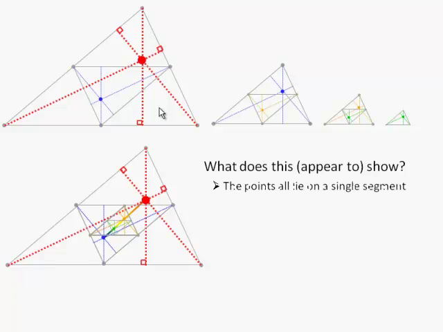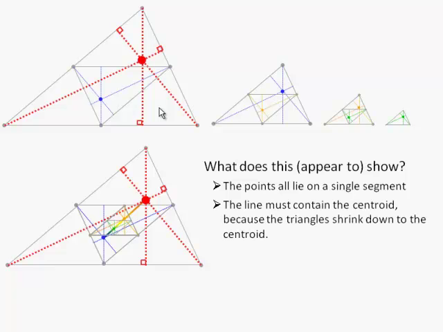Okay, it looks like all of the points, now I could keep going. I've only shown 4 points, 1, 2, 3, 4, but I could keep going. And of course, these points would get closer and closer together. But it sure looks like, and we'll see that it's true, these points all lie on a single segment. Now this segment must contain the centroid because the triangles shrink down to the centroid.